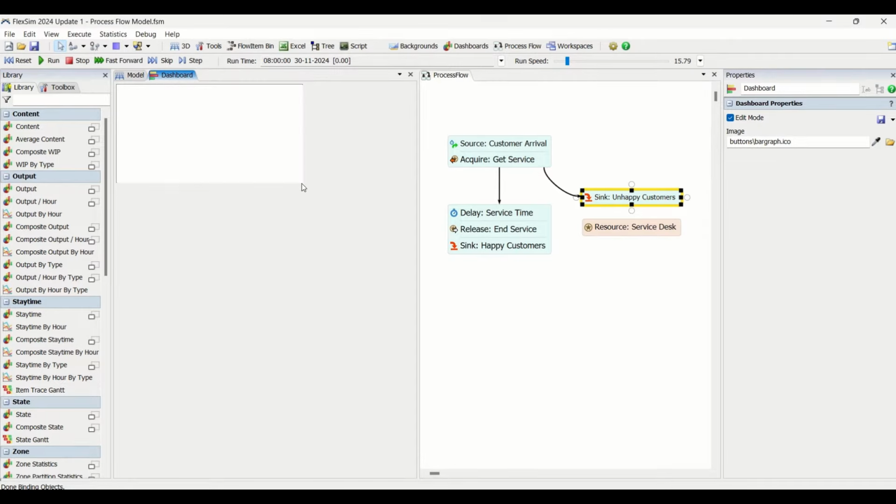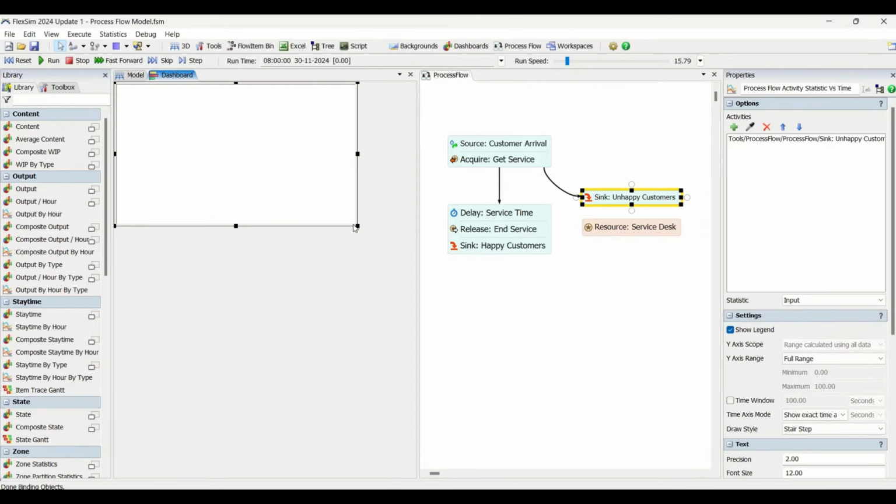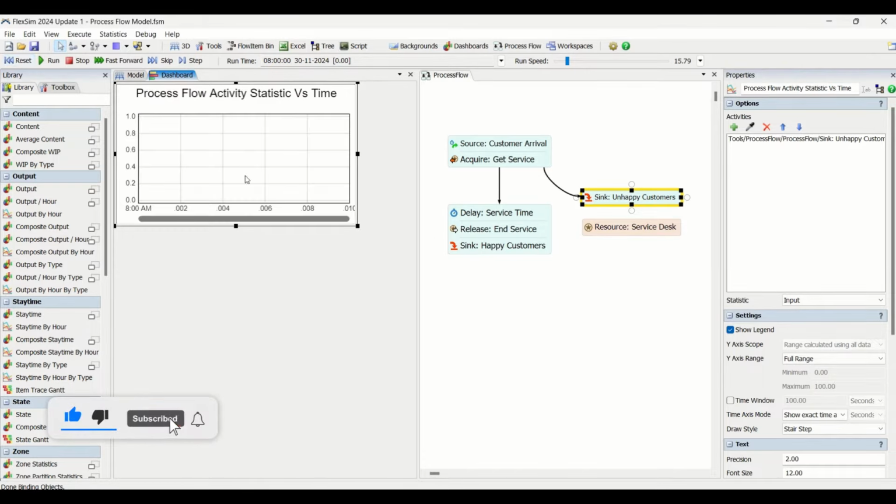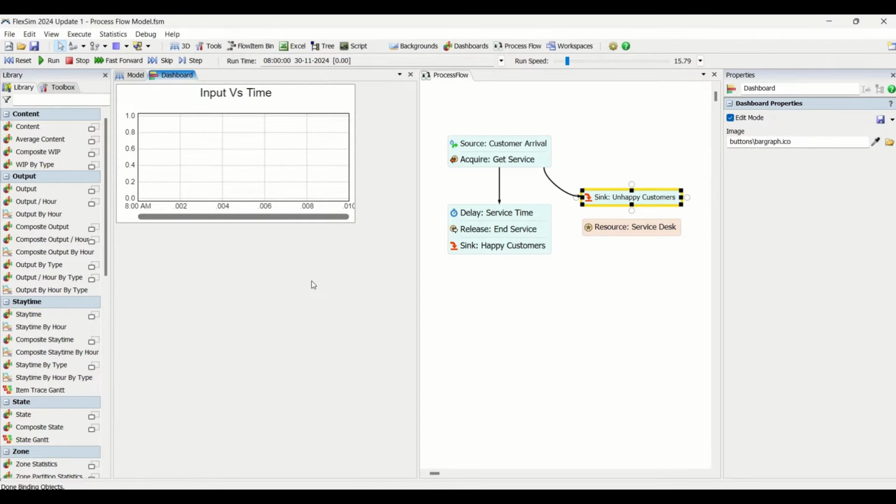Let me make this bigger. So we have this graph looking great. Let us reset this so you would be able to see the names coming out. What we'll do is rename this to input versus time. That is going to be a good one for us.